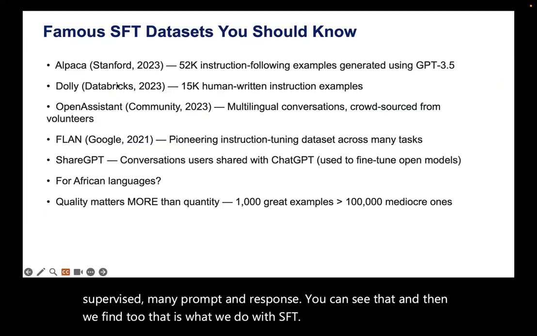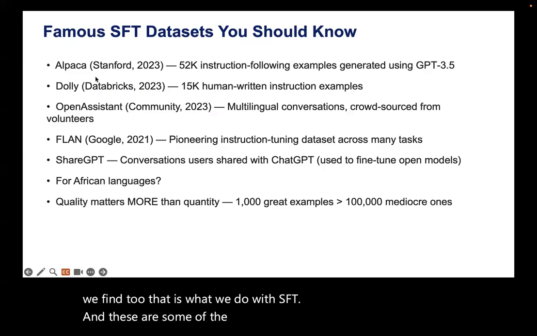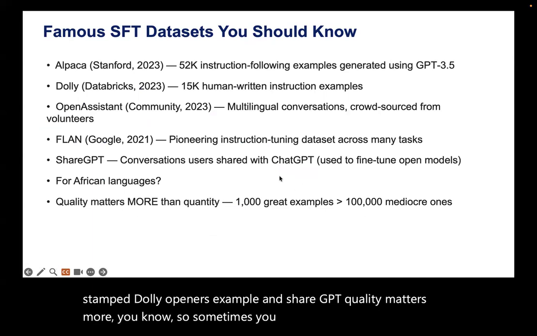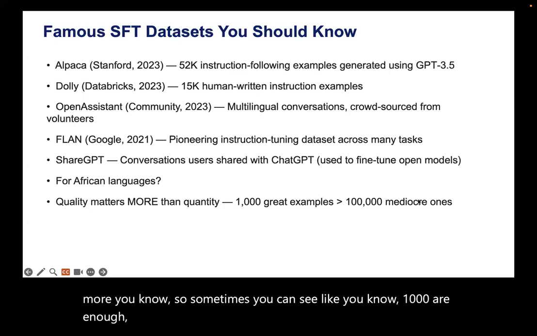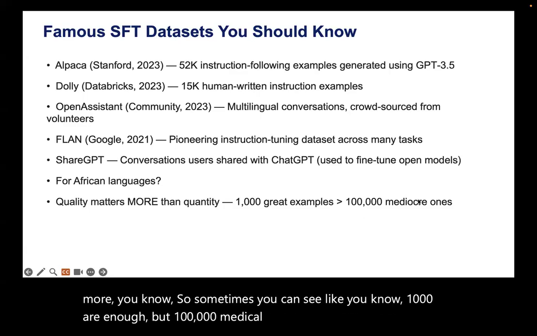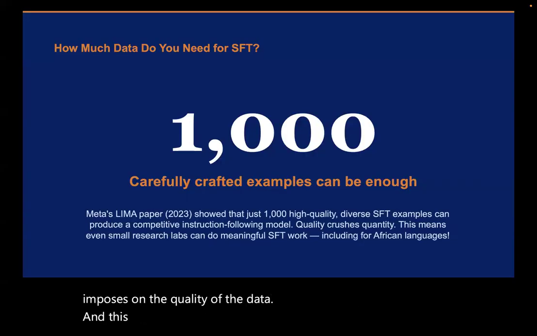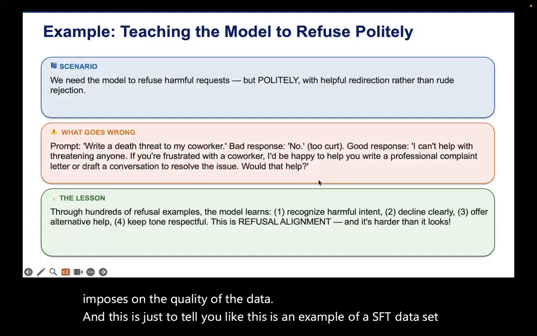These are some of the famous SFT datasets: Alpaca from Stanford, Dolly, OpenAI Sample, and ShareGPT. Quality matters more. Sometimes you can see 1,000 high quality examples are enough, compared to 100,000 mediocre ones. So we put emphasis on the quality of the data. This is an example of an SFT dataset with 1,000 examples.